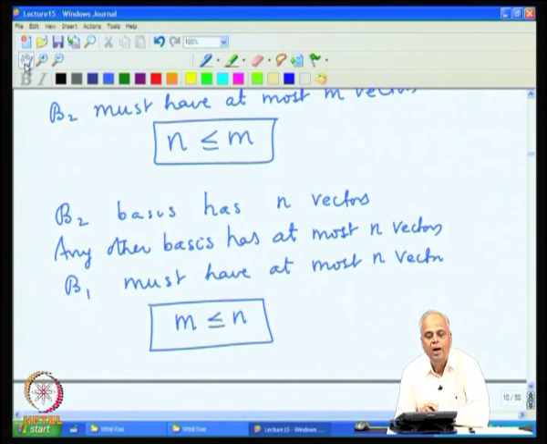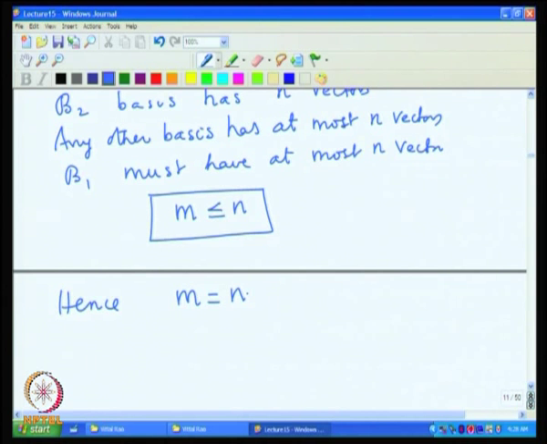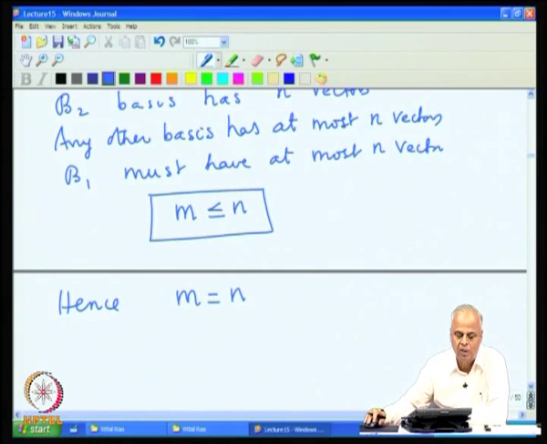So, therefore, if I have two bases, one consisting of m vectors and the other consisting of n vectors, then n must be less than or equal to m and also m must be less than or equal to n. Comparing the two, we get hence m equals n. So, what this says is, the moment you have a finite dimensional space, no matter which two bases you pick, they must have the same number of vectors, which means all bases for a finite dimensional space have the same number of vectors.